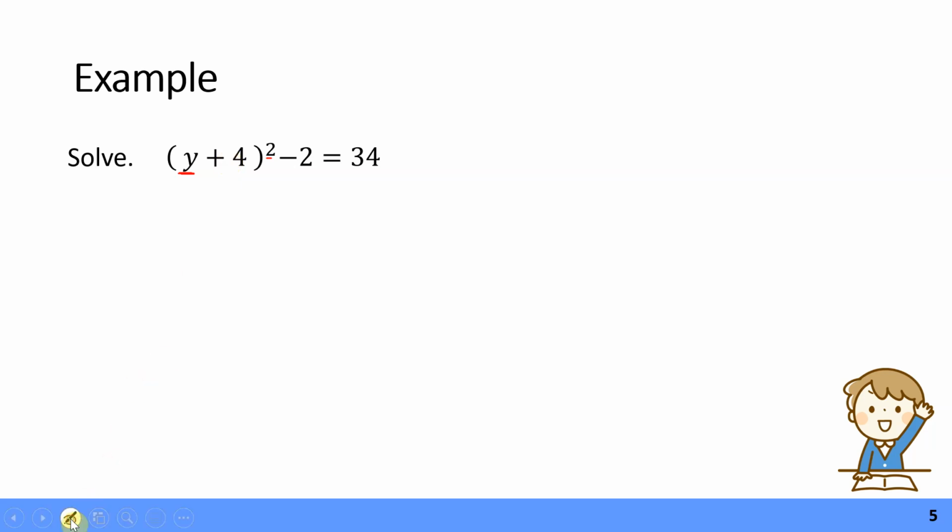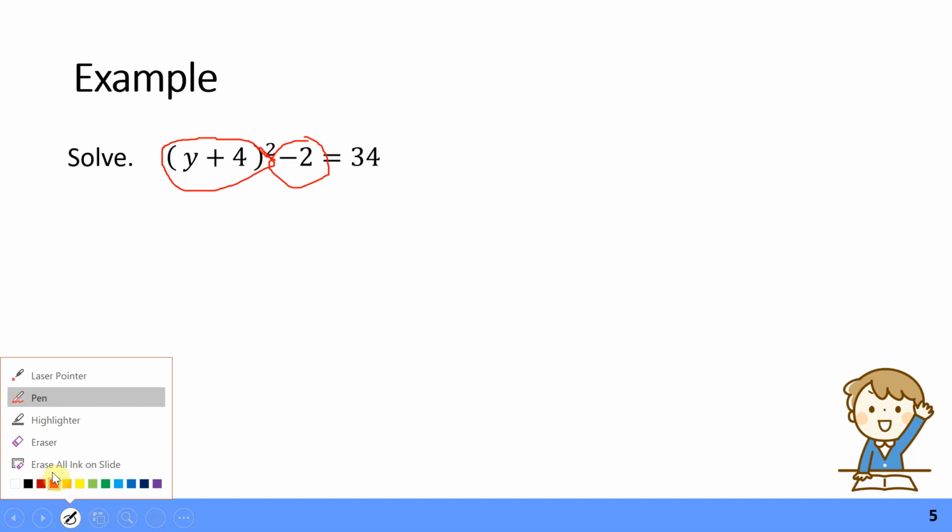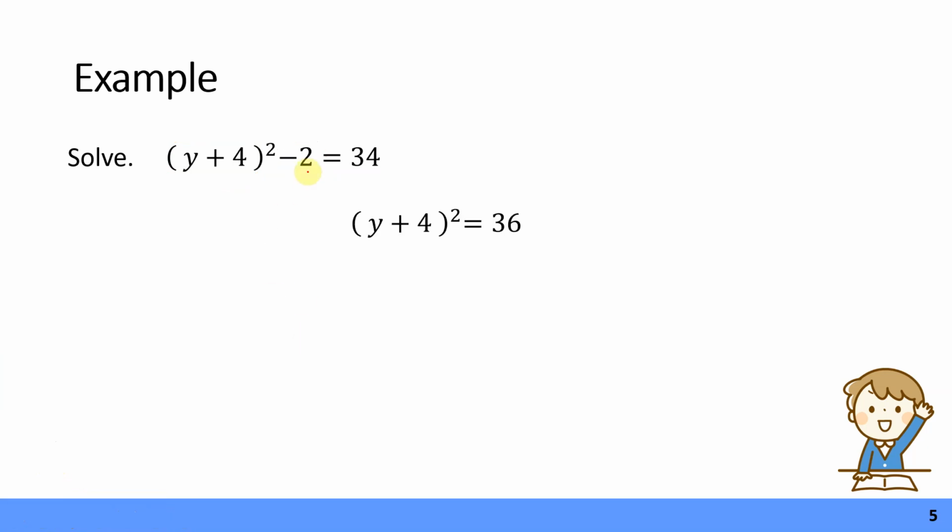Now, in order to use the square root property, whatever is being squared, which is all of this, has to be left by itself. So that means I'm going to have to get rid of this negative 2. So what I'm going to do is add 2 to both sides. So I added 2. I know, please do not judge my ugly 2. So there we go. These cancel out. 34 plus 2 gives me 36. And now whatever is being squared is left by itself on this side.